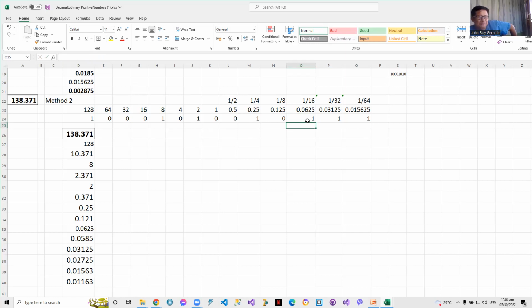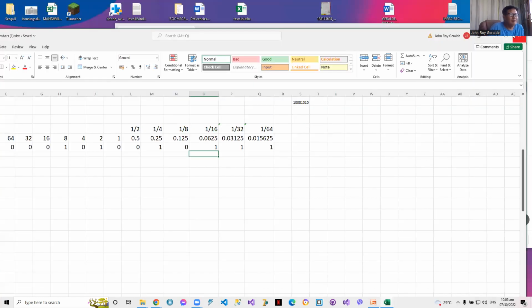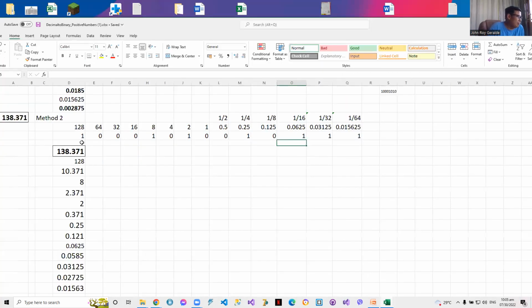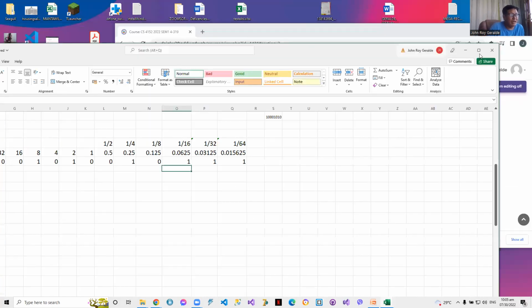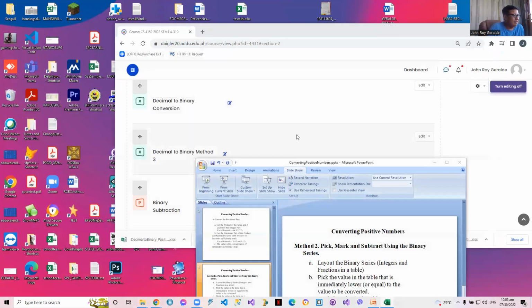Any questions? Is there a better way than doing this? Is there a faster way to do this? Meron tayong method 3. Kasi medyo ano ang formula niya. The problem with this method is pag masyadong malaki ang number, this will become very long. Right? So there's a method 3. Okay. Can you get that?